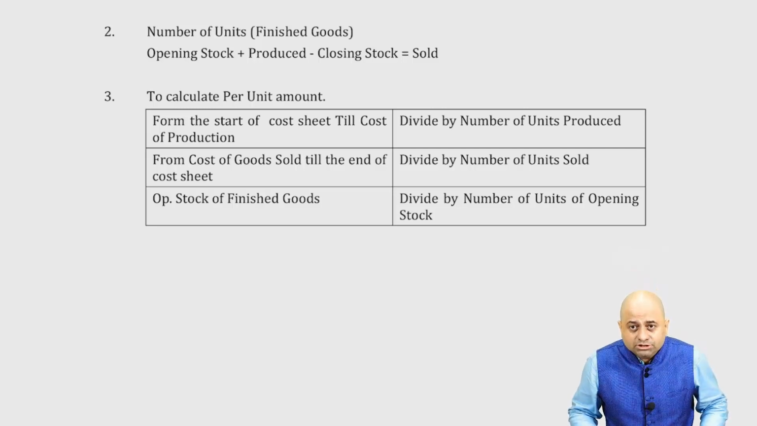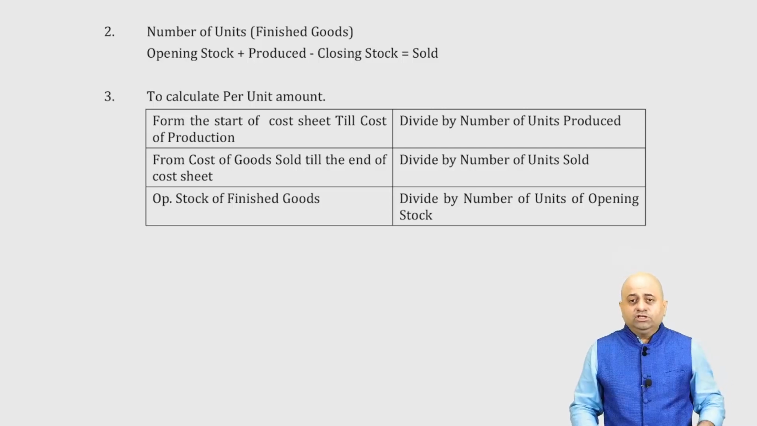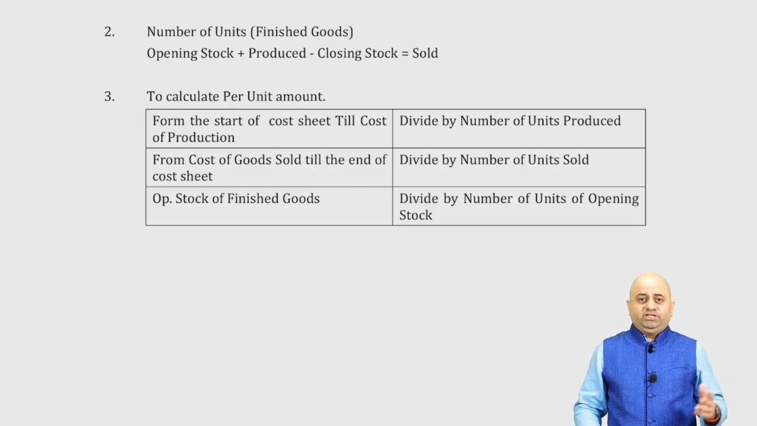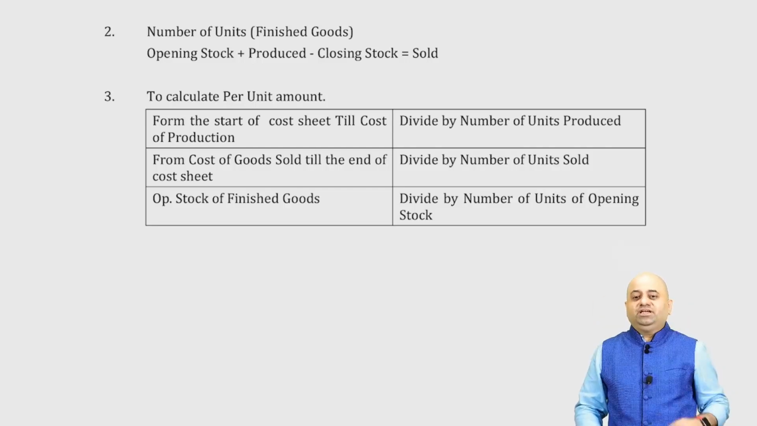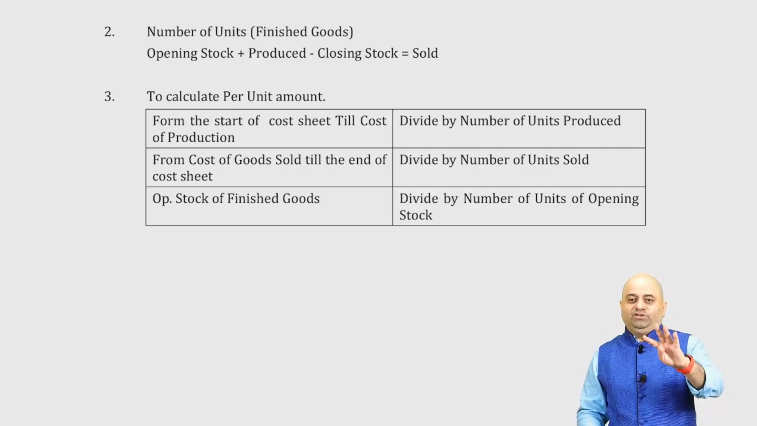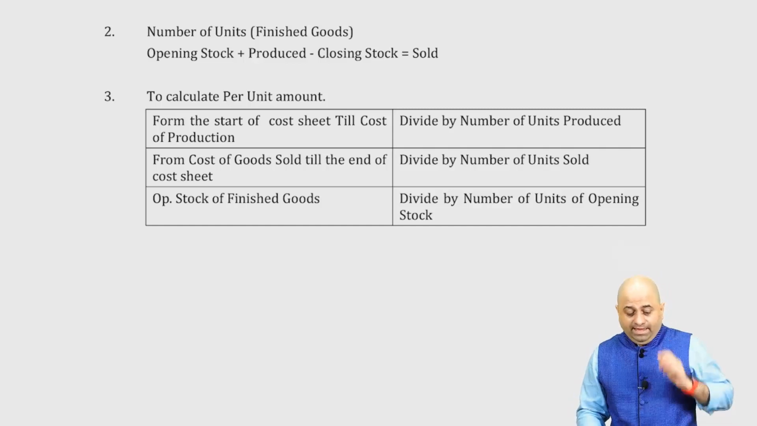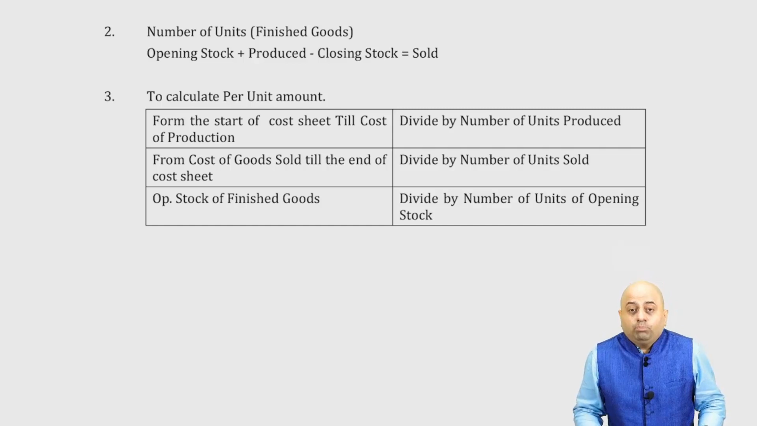These are the points which I wanted to talk about. Number of units. First, how do you calculate these number of units? Opening stock plus produced minus closing stock is equal to sold. Any three details might be given. We calculate the fourth one. Simple.